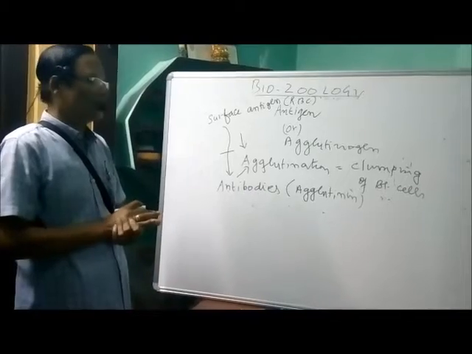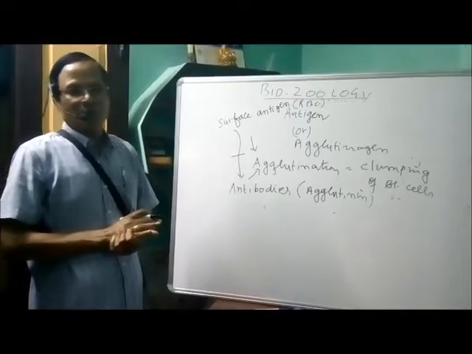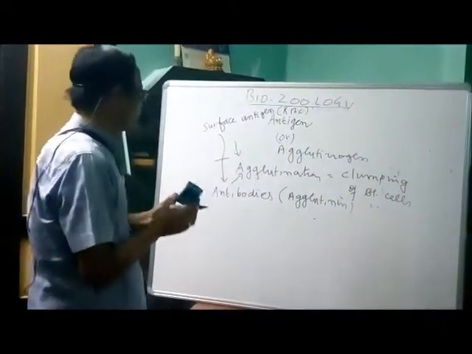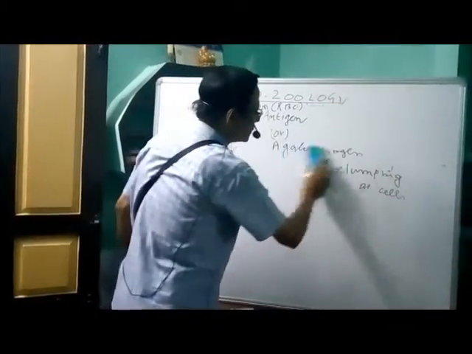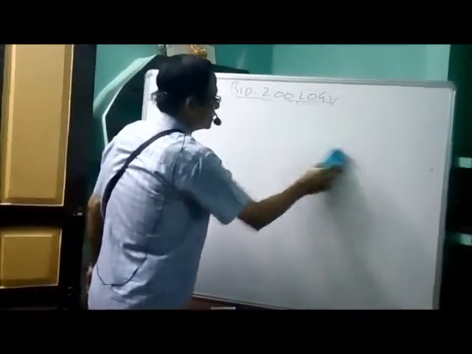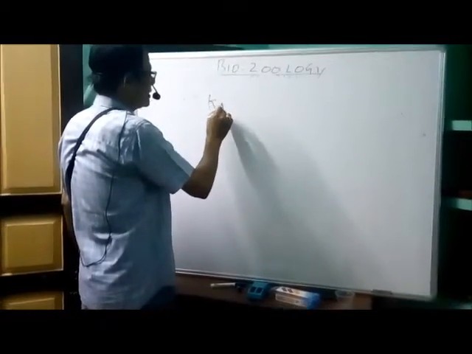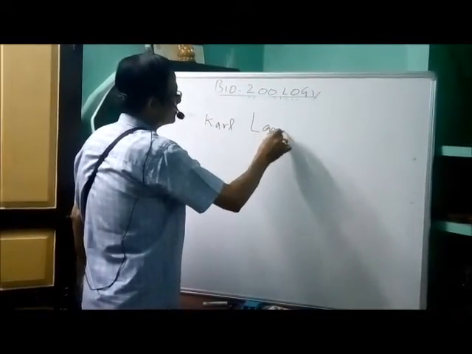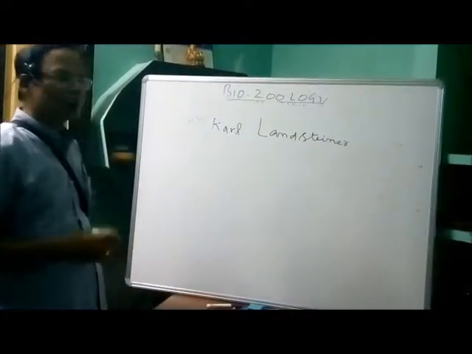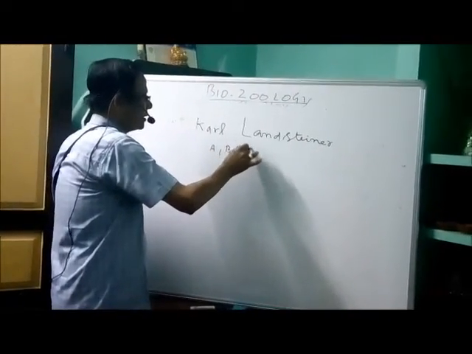Based on this, we have four different types of blood groups. In 1900, Carl Landsteiner, father of hematology, whom I already mentioned in 11th standard, observed three types of blood groups: A, B and O.